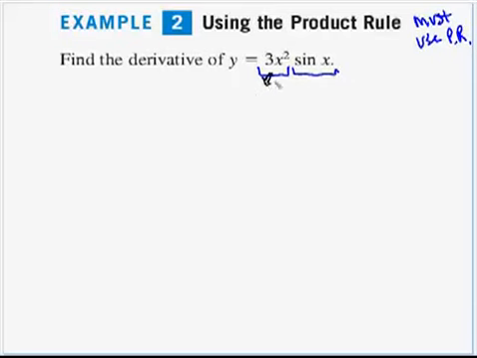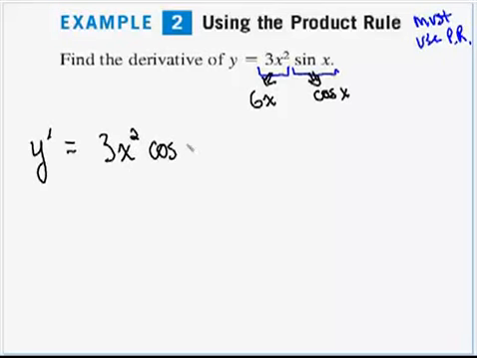And the derivative of 3x squared is 6x. And the derivative of sine is cosine of x. So we're going to find the derivative using the product rule. We'll use prime notation. Y prime equals first times the derivative of the second. That would be 3x squared times the cos of x. And then it's always plus. Second times the derivative of the first is going to be 6x times the sine of x. 6x sine x. And if you left it in that form, it is correct.